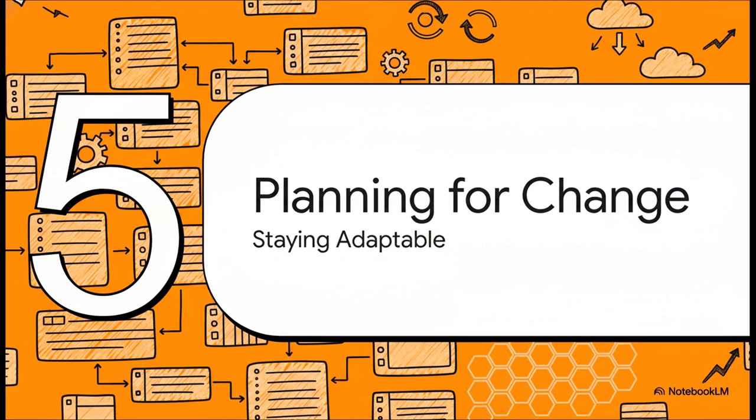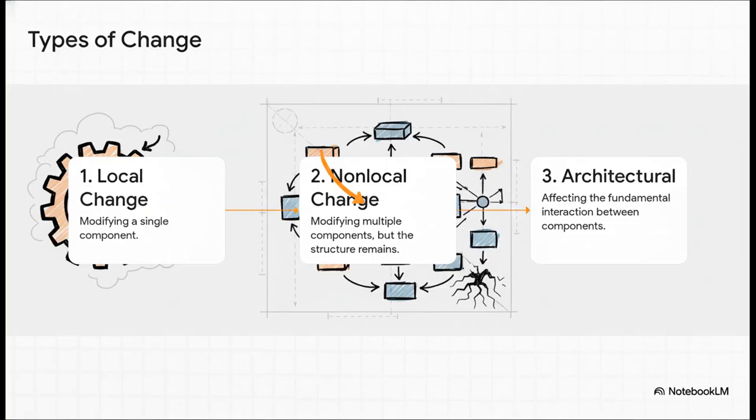All right, let's bring it home with our last big idea. Because here's the truth, no piece of software is ever truly finished. The world changes, users want new features, and the architecture has to be ready to adapt without falling apart. See, a good architecture actually anticipates change by putting it into different buckets. A local change is simple stuff, like changing the color of a button. It only affects one little component. A non-local change is a bit more involved. Maybe you're updating a tax calculation that has to touch both the user app and the restaurant system.